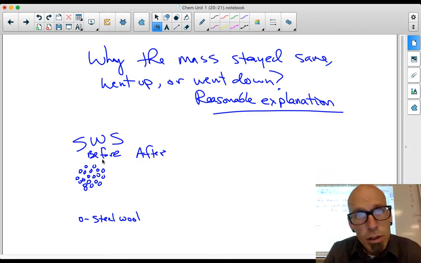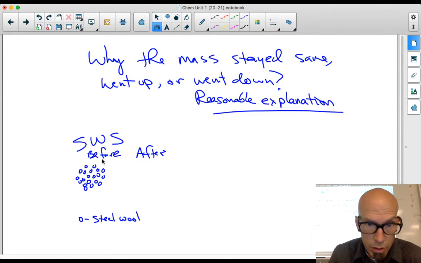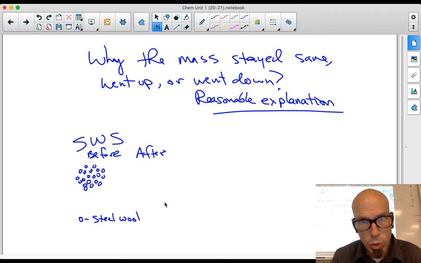Now, how are you going to draw the after? Well, then you got to think about, okay, what did you do to the steel wool? You fluffed it up, you stretched it out. So these particles then are really far apart, and you were supposed to make it twice its size. So that's how you would draw the particle diagram for something like the steel wool.